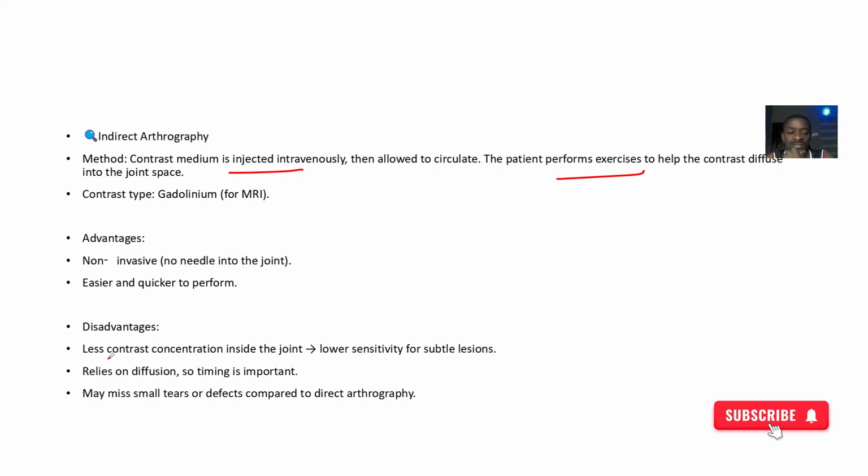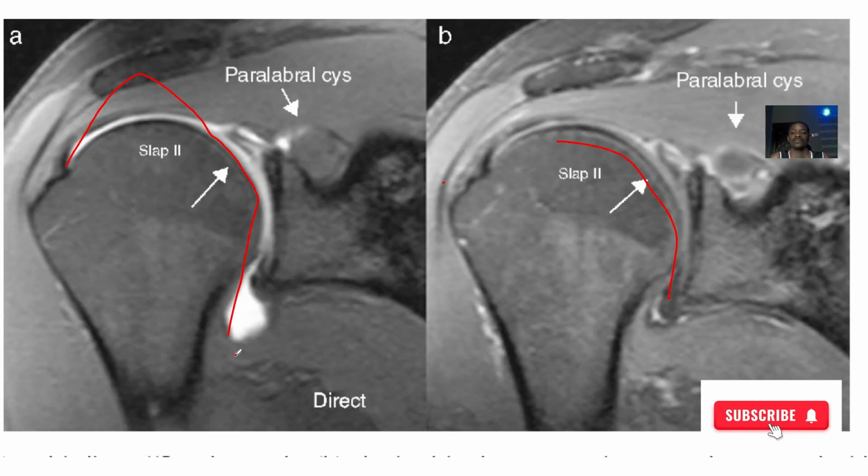So the disadvantage is the contrast could actually go to different parts of the body, and less of it gets to the joint. It relies on diffusion. Okay, it may even miss out some details. Okay, so that's what we got.